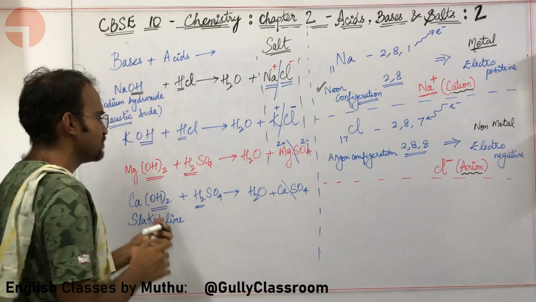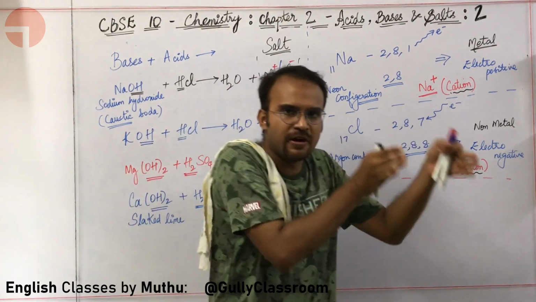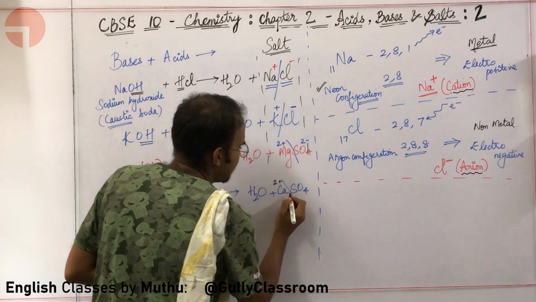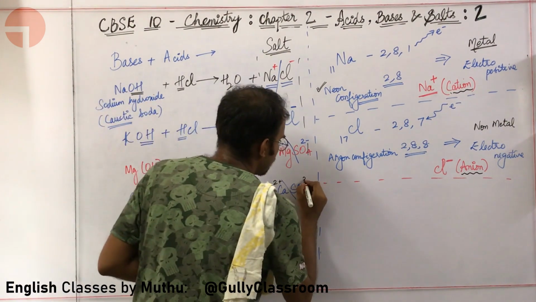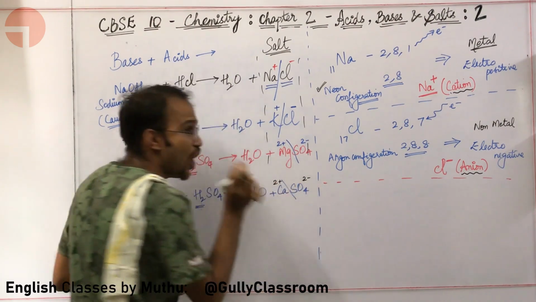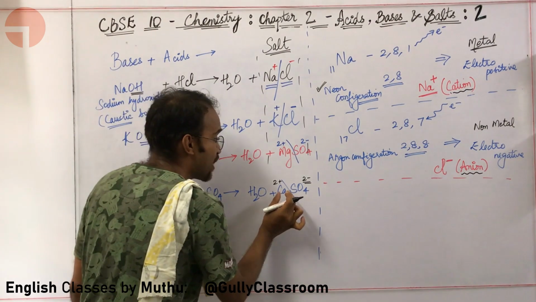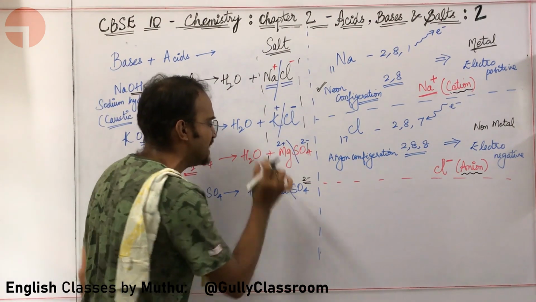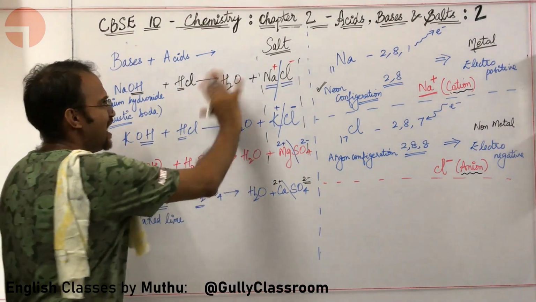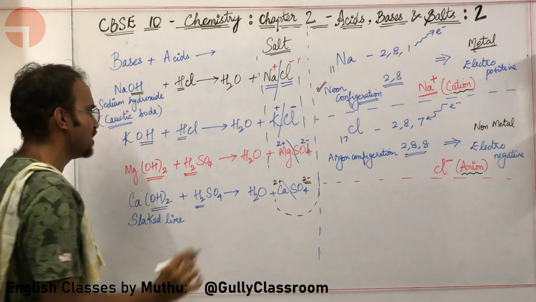With respect to calcium sulfate, the atomic number of calcium is 20: 2, 8, 8, 2. So it will lose 2 electrons to form a positive ion, a cation, Ca2+. SO4, sulfate, we have already seen to be an anion, and it has 2 minus. So the number of electrons lost by calcium is the number of electrons gained by the sulfate ion. Are you able to understand the idea of salts?